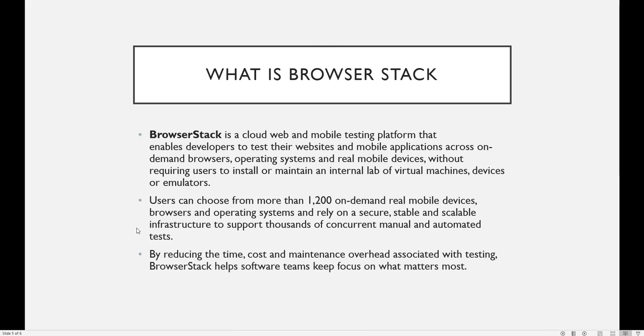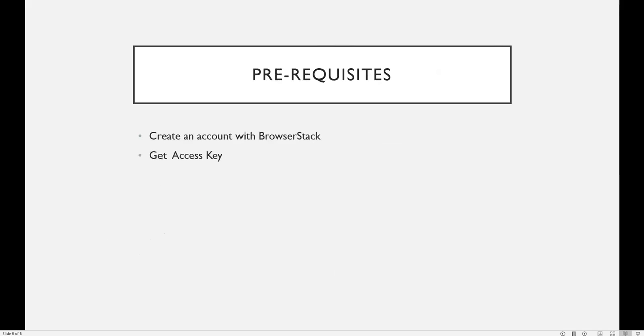So what are the prerequisites we need to work with BrowserStack? It's simple. We need to have an account, so we need to sign up and create our own account. Once you have created your account, it will provide you an access key. That particular access key we have to use in our Selenium scripts. So now we will see how we can do the sign up process, how we can get that access key, and then we'll see the demo.